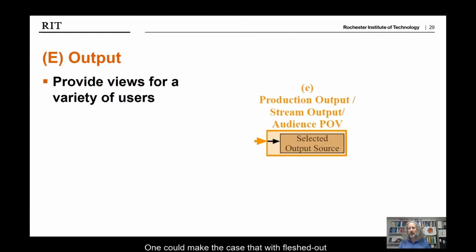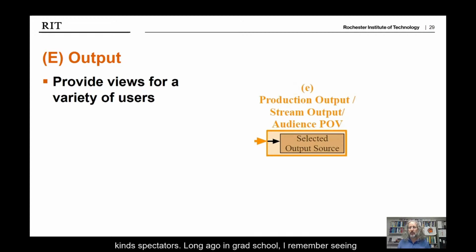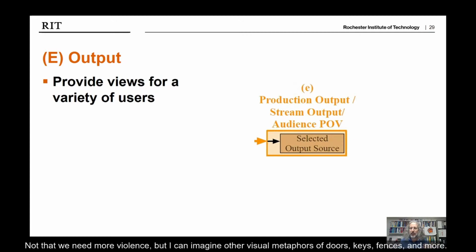One could make the case that with fleshed out game engines, we could leverage the entire field of cyber visualization for the different kinds of spectators. Long ago in grad school, I remember seeing the Doom OS. One would go around killing processes with a variety of kill-9 guns. Not that we need more violence, but I can imagine other visual metaphors of doors, keys, fences, and more.